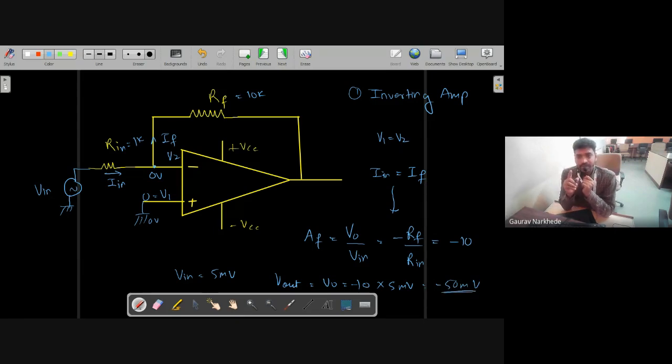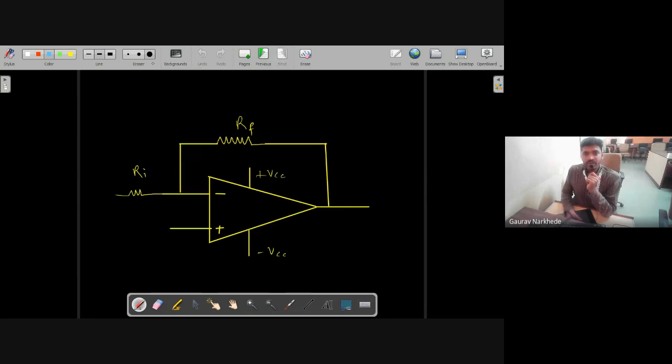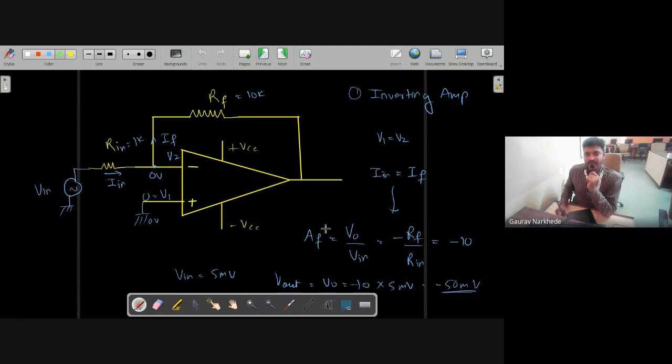One important thing: this was regarding the inverting amplifier, and the gain is nothing but minus RF by R in. One more point remains: your output is minus AF times V in. Due to this minus sign, we can say that between input and output there is a 180 degree phase shift. If I give a sine wave, I get an amplified version of the sine wave, but there will be a 180 degree phase shift between the input and output because of this negative sign.